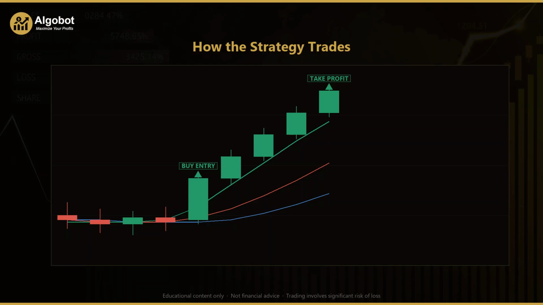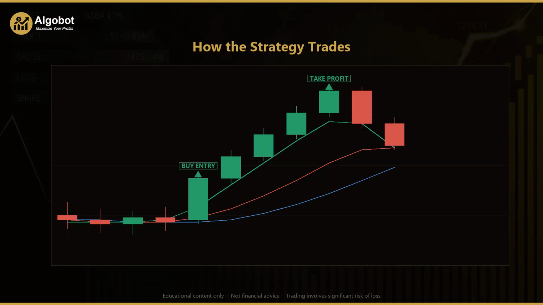This is exactly the kind of clean, trending move the strategy is designed to join. Price climbs upward until it reaches the take profit target, which was set at 3 times ATR above the entry. You can see the take profit marker where the long trade closes for a gain in this illustration.